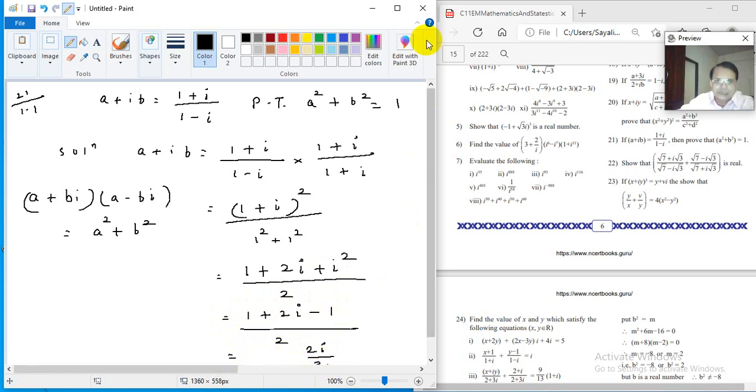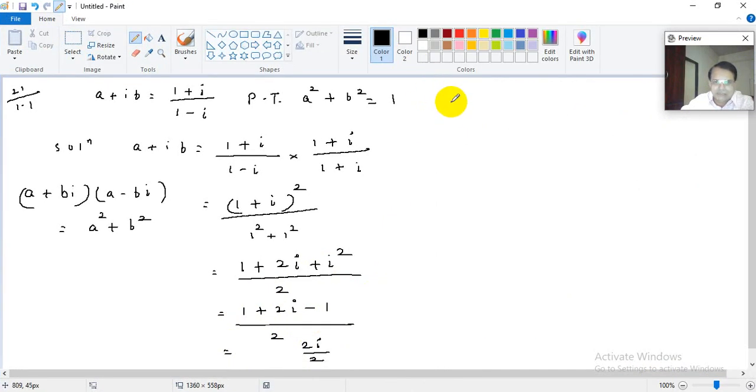I will enlarge this. So the last step was 2i upon 2, which means it is I. So I can be written as a complex number: 0 plus 1 into I. What is given? 1 plus I upon 1 minus I is given as a plus ib. So a plus ib is this much.